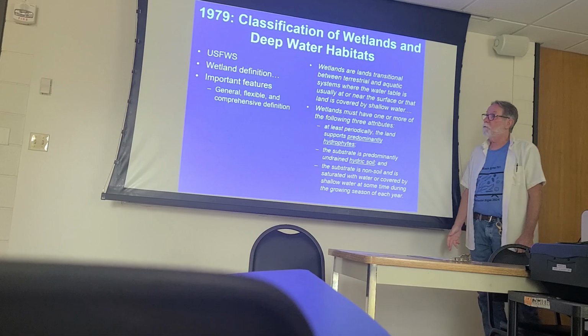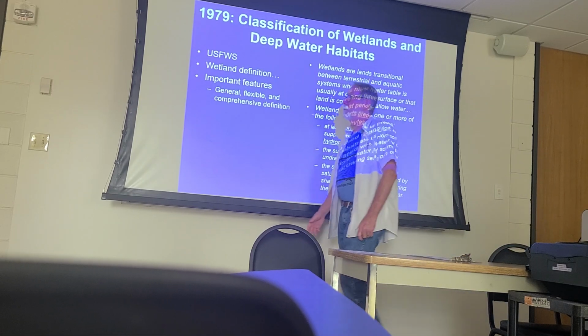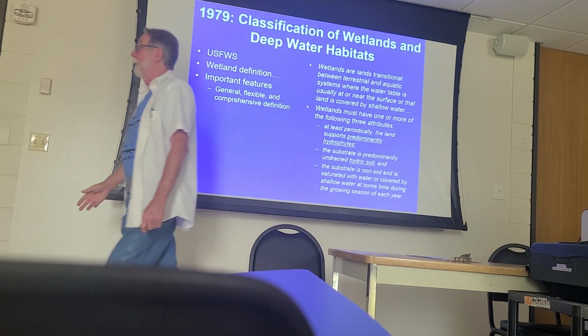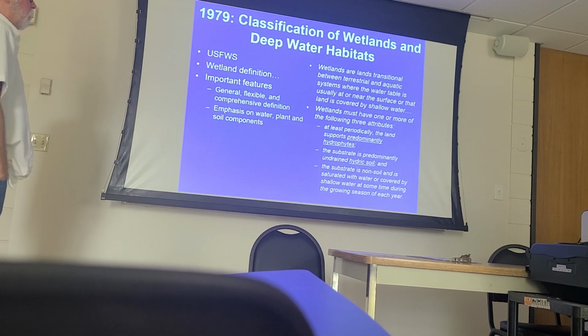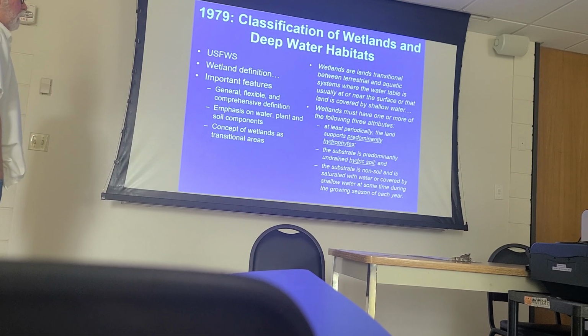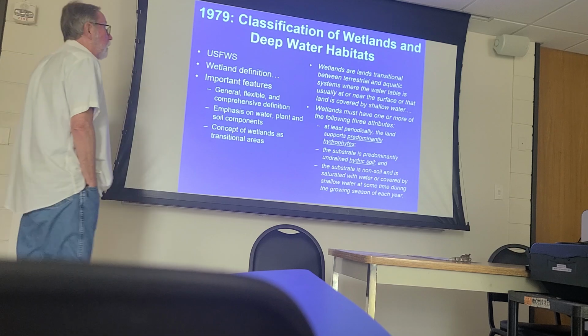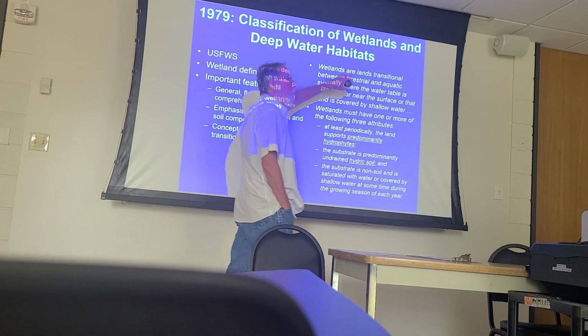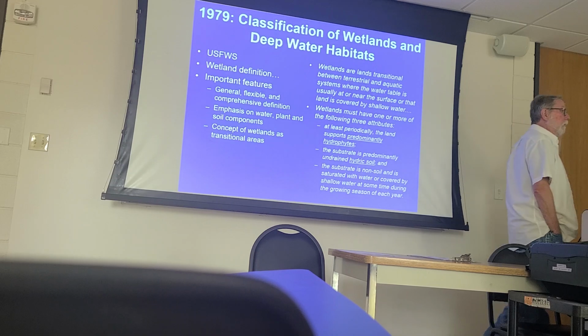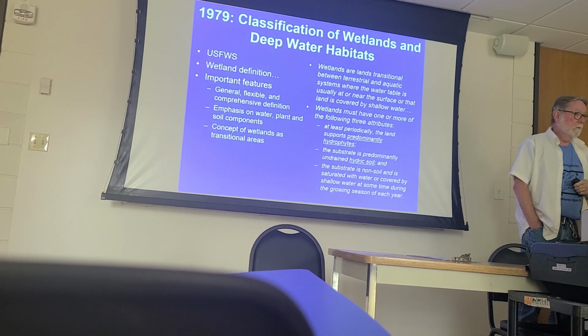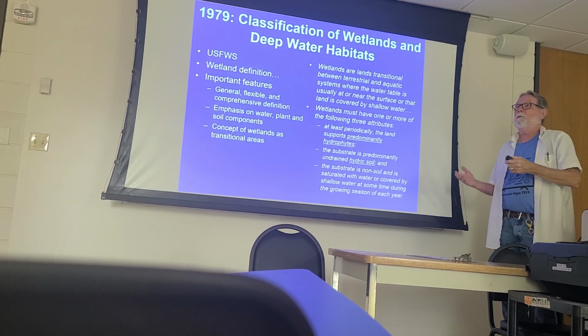Okay, so important features. One thing about its definition is that it's big and broad, and it can cover lots of different stuff. The emphasis is on water, plant, and soil. The other thing is that the word transitional is good. It's not always a wet area, it's sometimes a dry area. Sometimes it looks like it's aquatic, other times it's not aquatic.